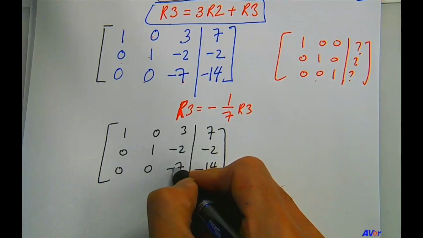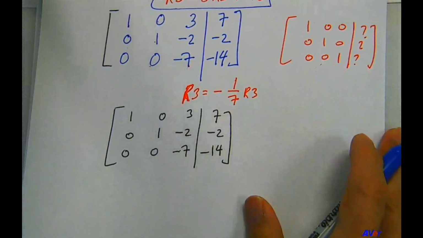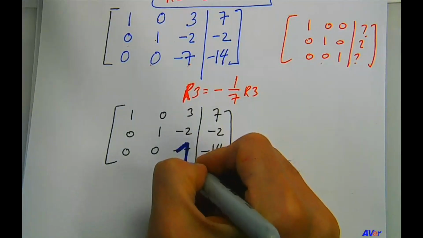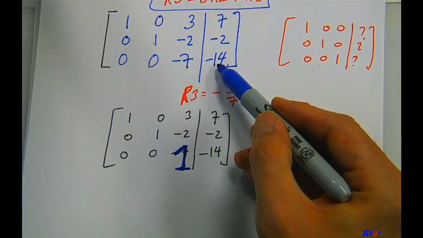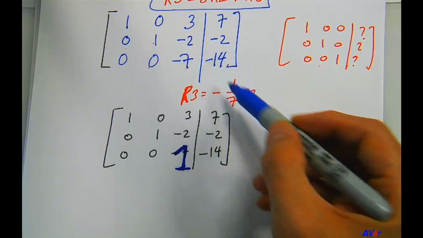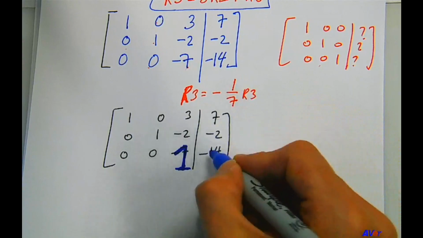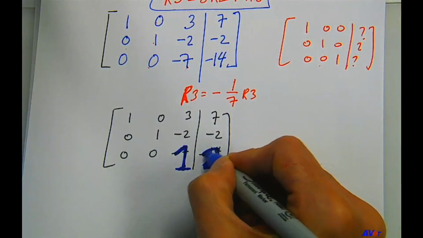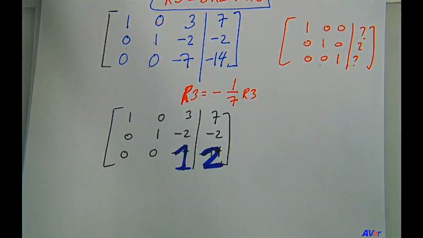Oh, I'm sorry. So let me correct that. So this would be 1, right? And then minus 1/7 times minus 14th, times minus 1/7, it'll be positive 2. So this will be 2. Like that. Sorry about that error.